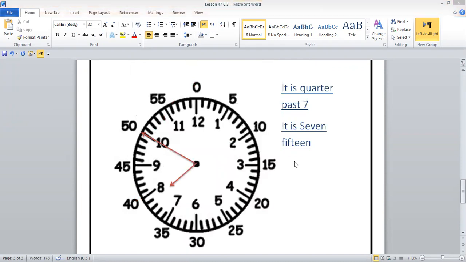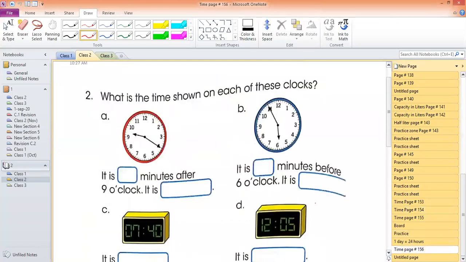Clear, guys? Yes, sir. It means quarter to 8. Very good. Now coming to the book, page number 156.